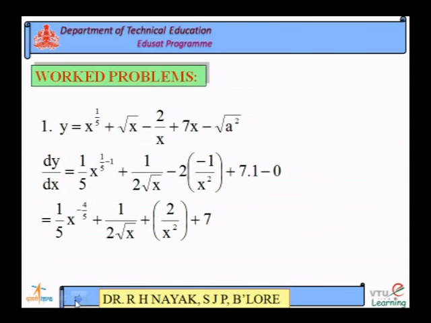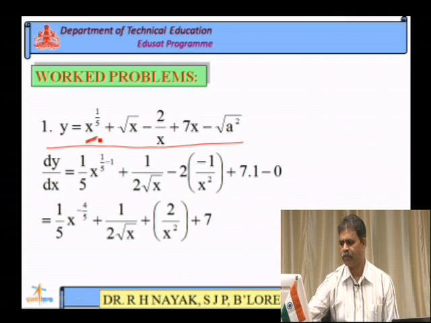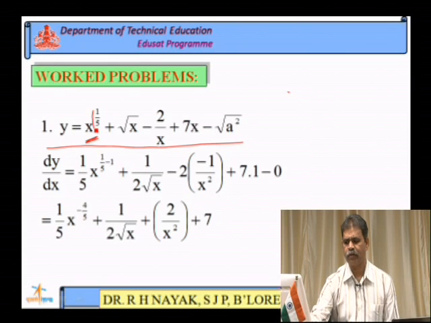y is equal to x to the power of 1 by 5 plus root x minus 1 by 2x plus 7x minus root of a square. This is the question. Find dy by dx. Here this is treated as what? x to the power of n. The differentiation of x to the power of n is n into x to the power of n minus 1. What is n here? n is 1 by 5.